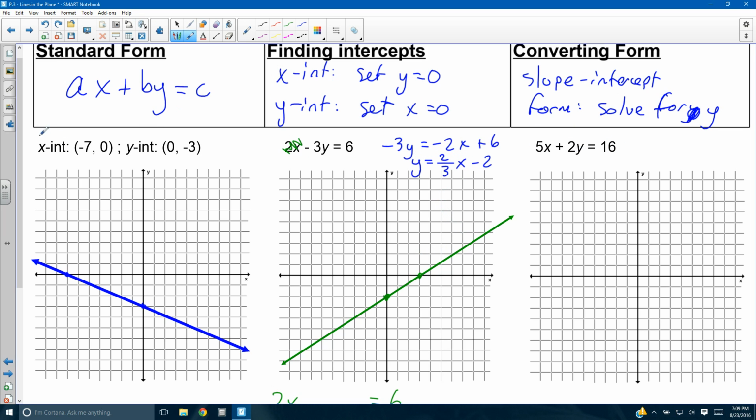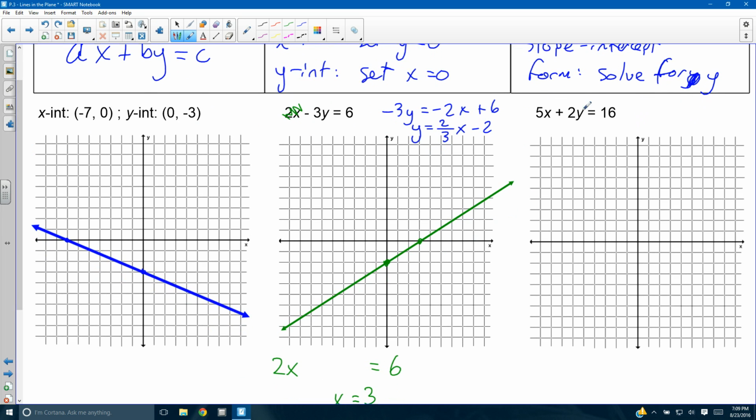Okay, last one here, y-intercept, x-intercept. I'll go ahead with y-intercept this time. Set x equal to 0. This goes away. 2y equals 16, therefore y equals 8. So there's a point on this graph that is 0, 8. Right up here.